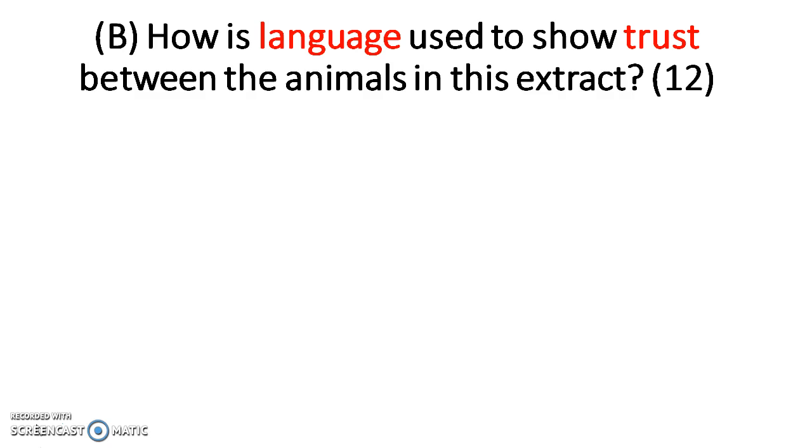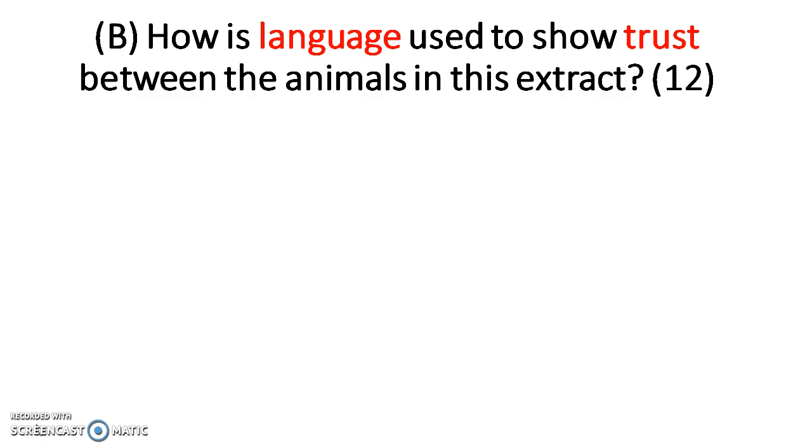If you don't know the correct term, describe the language used or say lexis, L-E-X-I-S. For instance, you could say the use of argumentative language or the lexis to pick out those keywords. So for this question, I will need 3 points about how language is used to show trust.